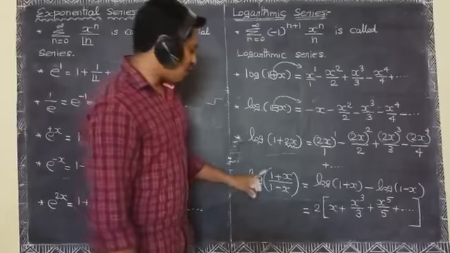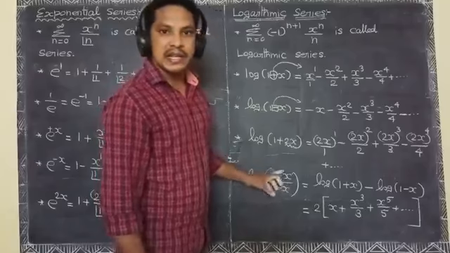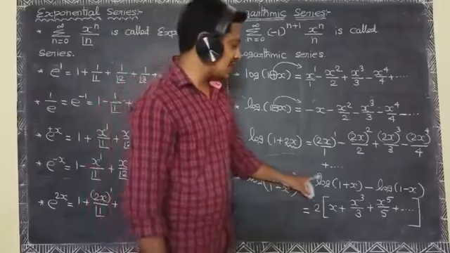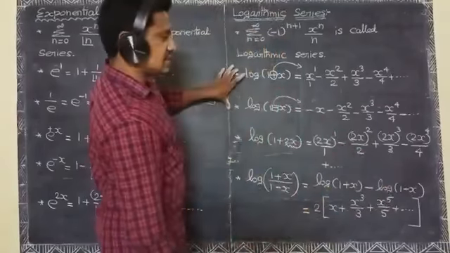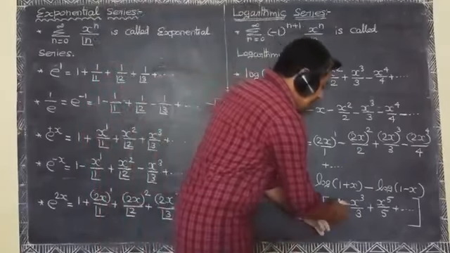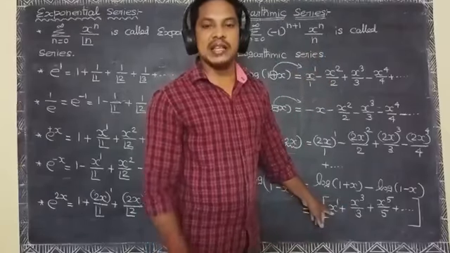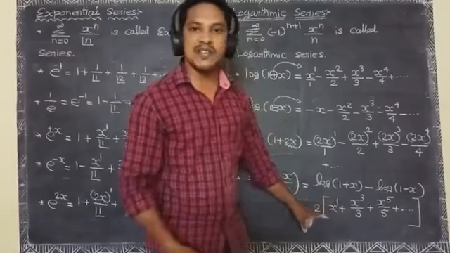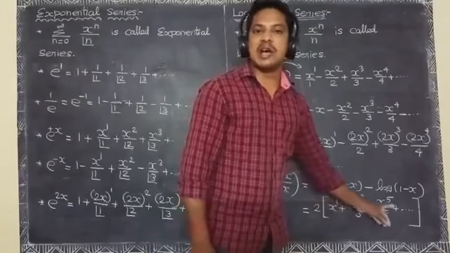Log of (1 plus x) divided by (1 minus x). Log of a by b, that is the division rule, can be written as log of (1 plus x) minus log of (1 minus x). Subtracting these terms, we get only the odd powers, the odd degrees of x. That is 2 times, so take 2 outside: 2 times (x power 1 plus x power 3 divided by 3 plus x power 5 divided by 5 plus and so on).